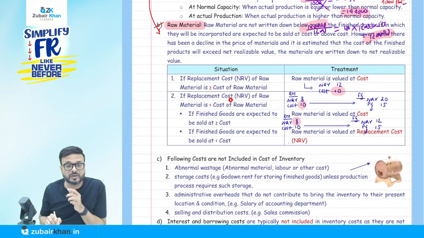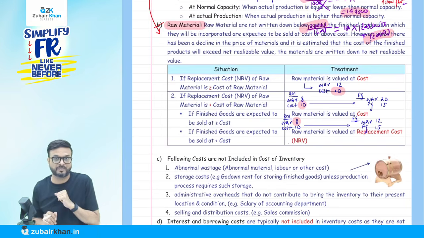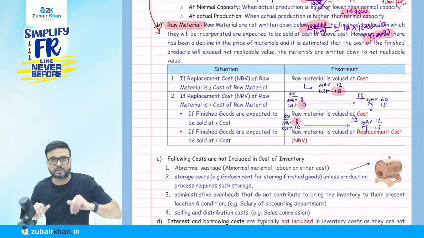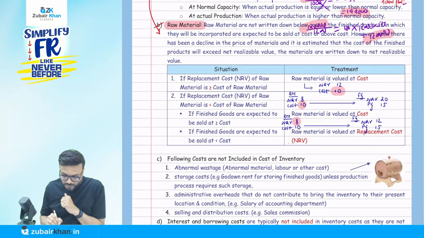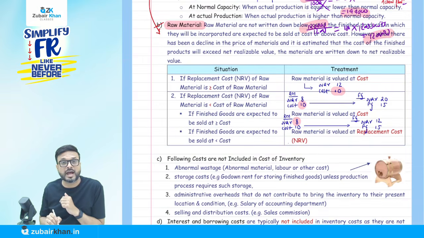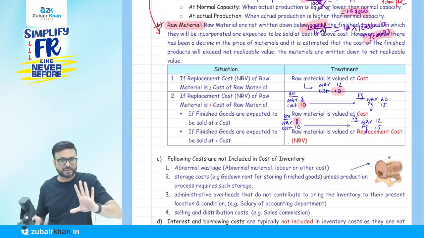Now, an interesting point. If the replacement cost, meaning the NRV of raw material, is less than the cost of material, now the problem will arise. You ask what the problem is. Let me tell you. There are two situations. If finished goods are expected to be sold at cost or more, then we have to do the valuation at cost. If finished goods are expected to be sold at less than the cost, then we have to do it at NRV. Let me tell you the logic here.